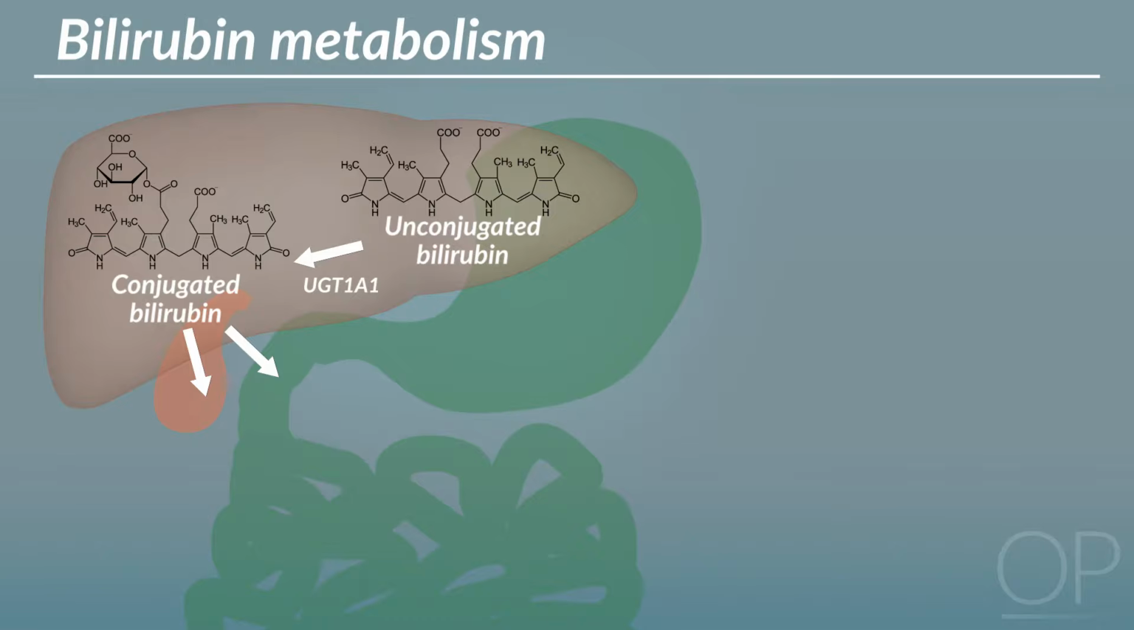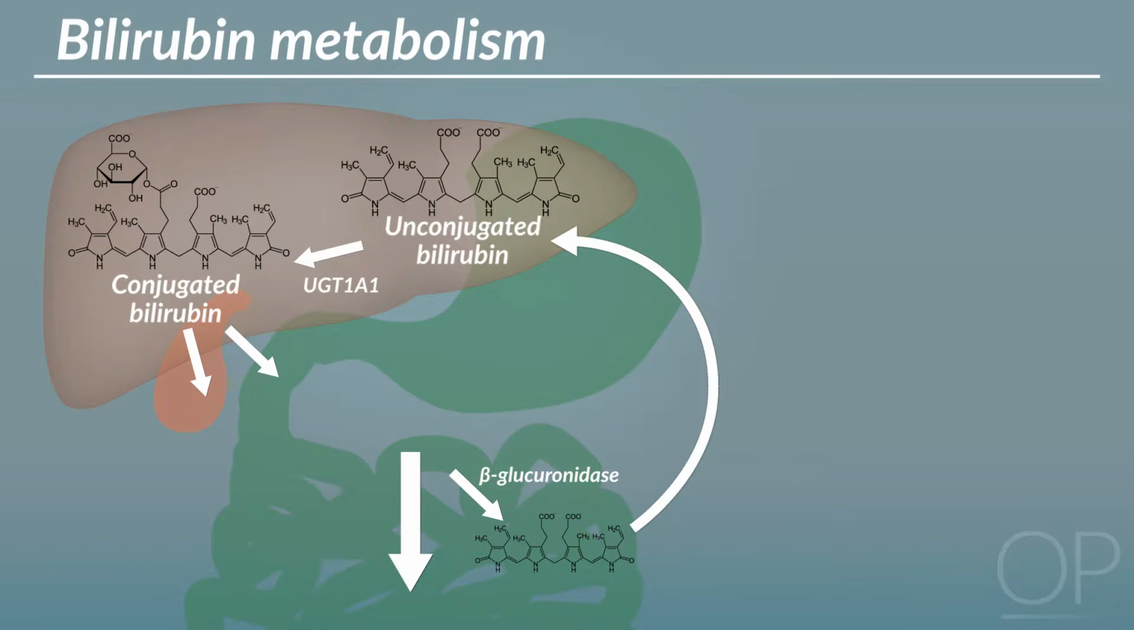Once in the intestinal tract, most conjugated bilirubin is excreted in the feces, but some is reverted back to the unconjugated form by the enzyme beta-glucuronidase and reabsorbed into the bloodstream to start the cycle all over again, a process called enterohepatic circulation.